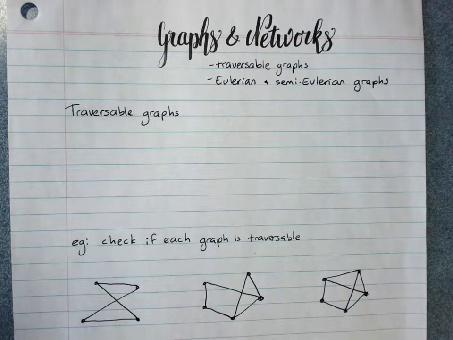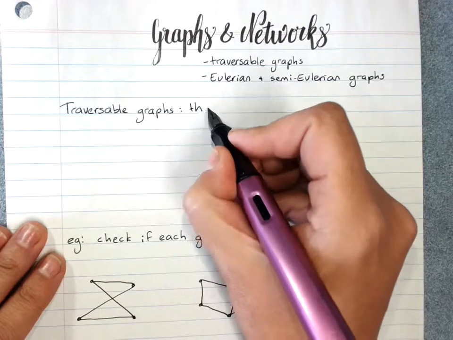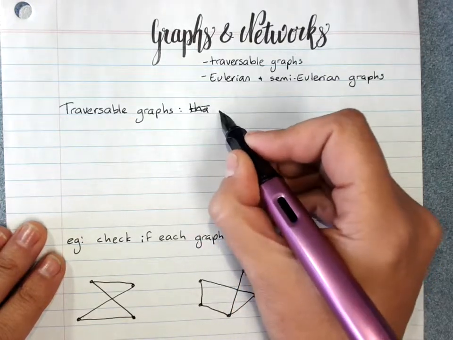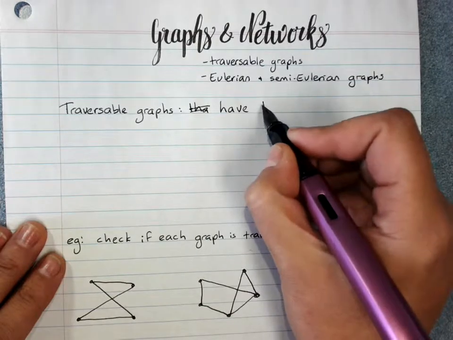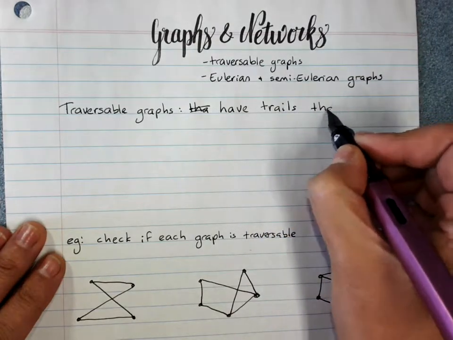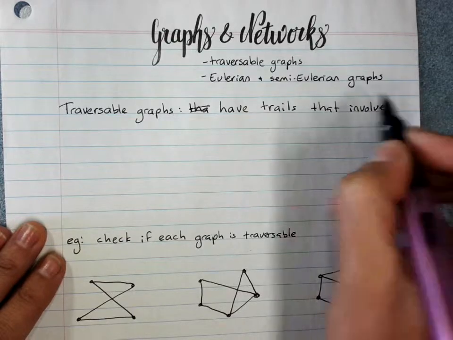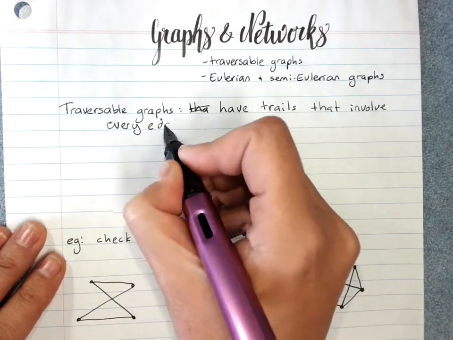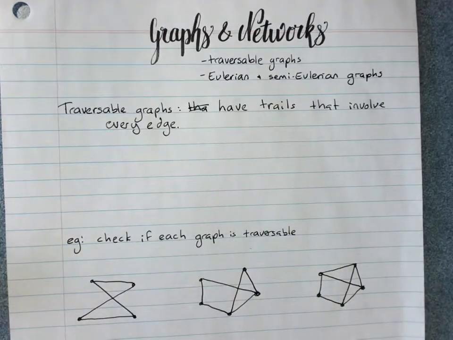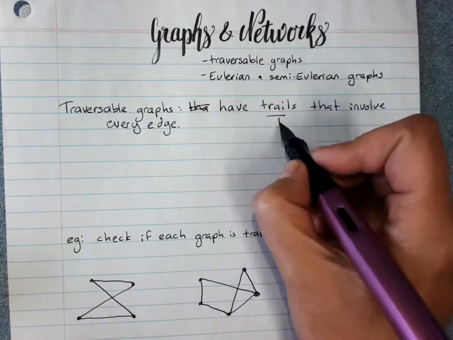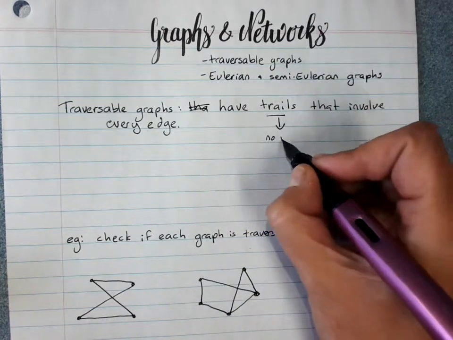Traversable graphs, Eulerian and Semi-Eulerian graphs. A traversable graph has a trail that involves every edge. So the definition of a traversable graph: it's got a trail that involves every edge, and so the Königsberg bridge problem is one of these, remembering that a trail has the definition of no repeated edges.